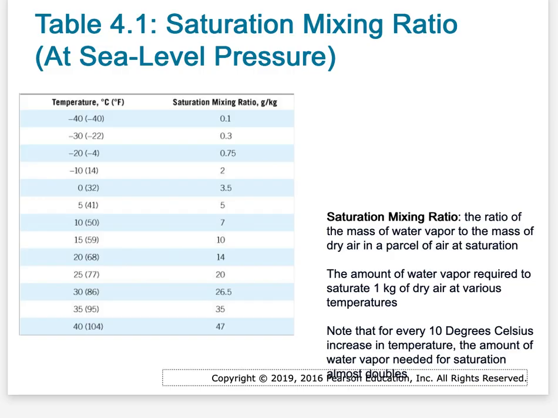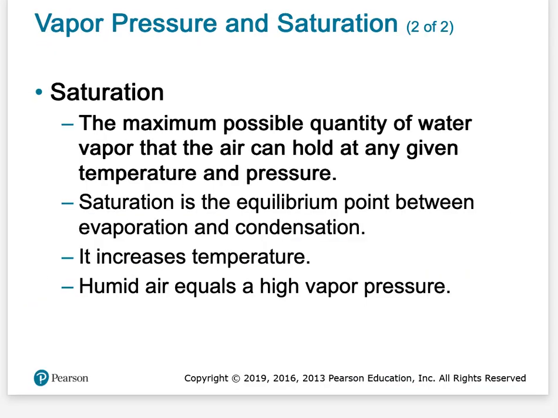So again, note that for every 10 degrees Celsius increase in temperature, so 10, 20, the amount of water vapor needed for saturation almost doubles. At 0 degrees Celsius, the maximum amount it can hold is 3.5 grams of water vapor, compared to 104 degrees Fahrenheit or 40 degrees Celsius. So again, saturation is the maximum possible quantity of water vapor that the air can hold at any given temperature and pressure.